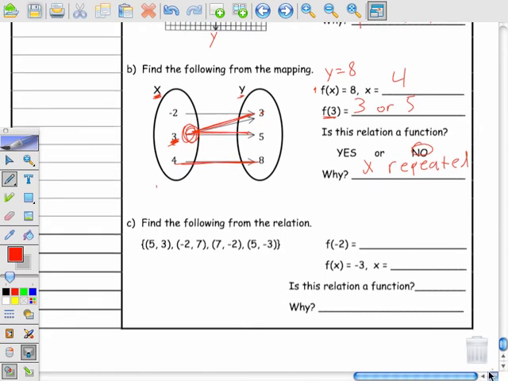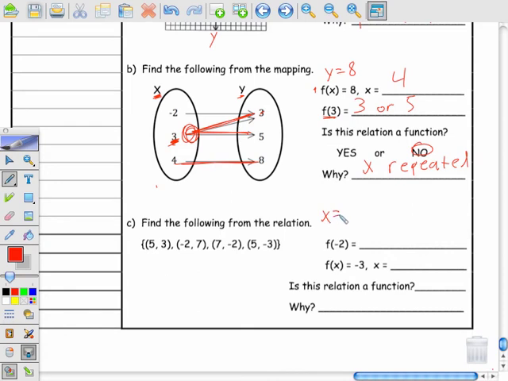Last part of this thing here. Okay, at the bottom here, find the following from the relation. So now the relation is given to us as a set of coordinates. Okay, let's go through it.